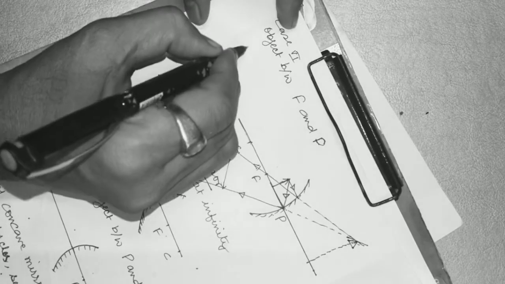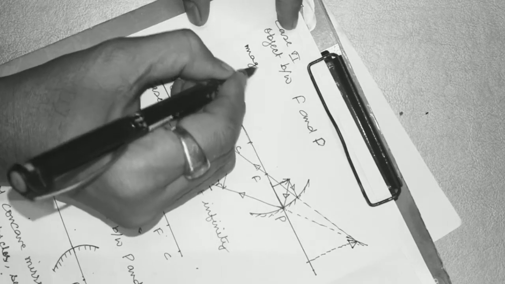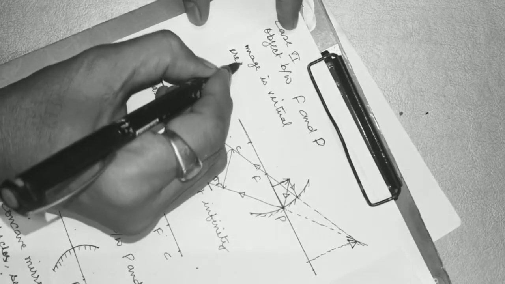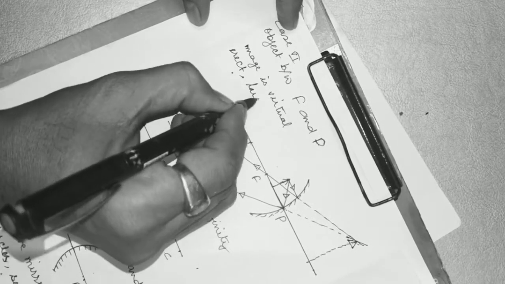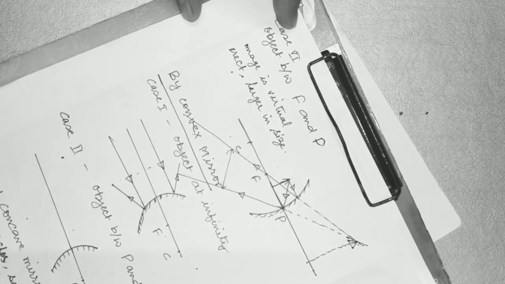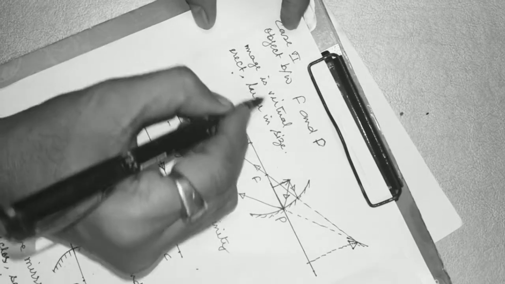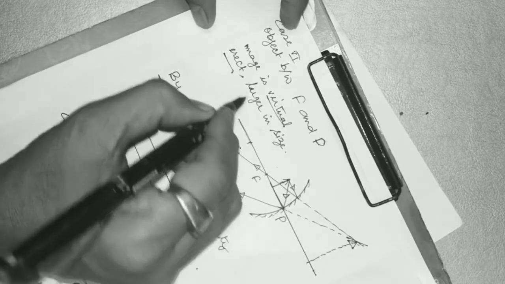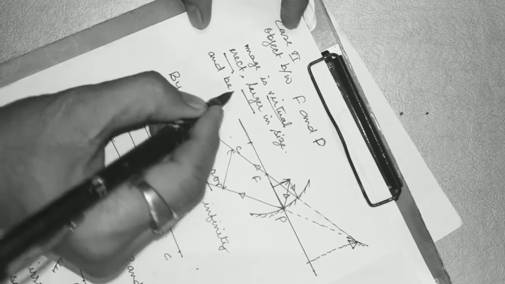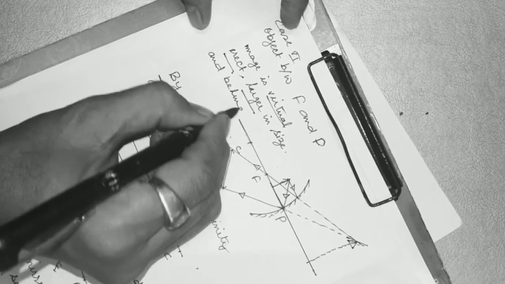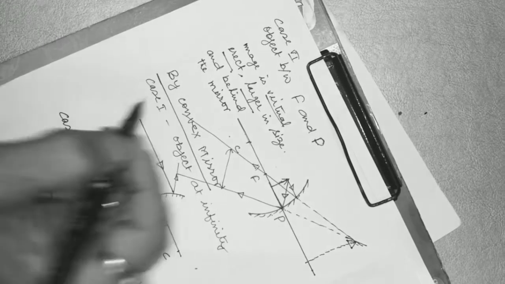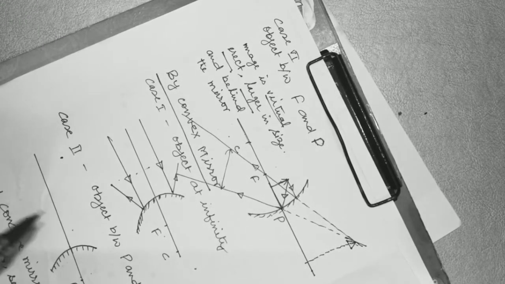and this is the place where the image is formed, but this image is not real. Image is virtual, erect, larger in size, and behind the mirror. So this is case 6.